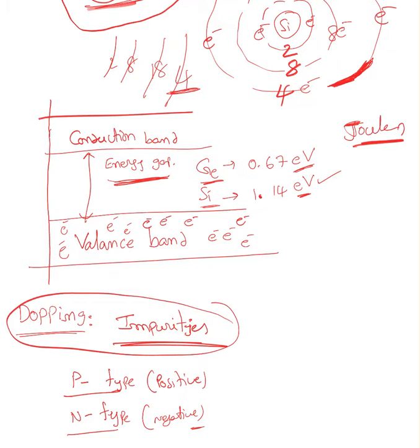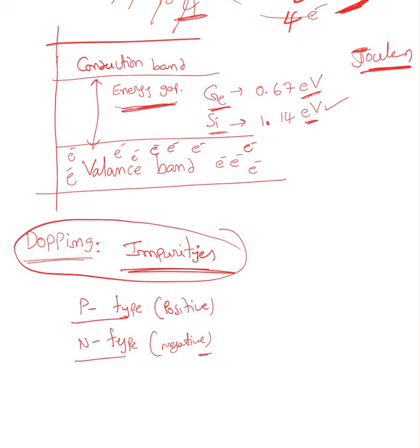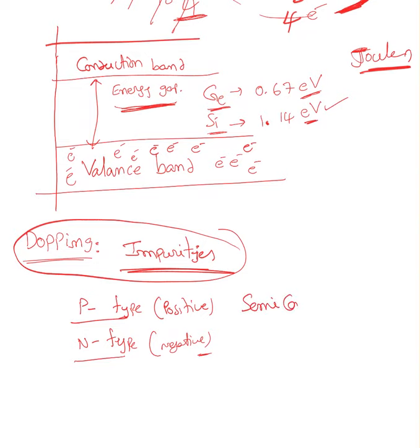Once we dope, there are 2 types of materials we can get. One is p-type semiconducting material, and the other is n-type semiconducting material. Those are the 2 types of semiconducting material. P is positive, N is negative.